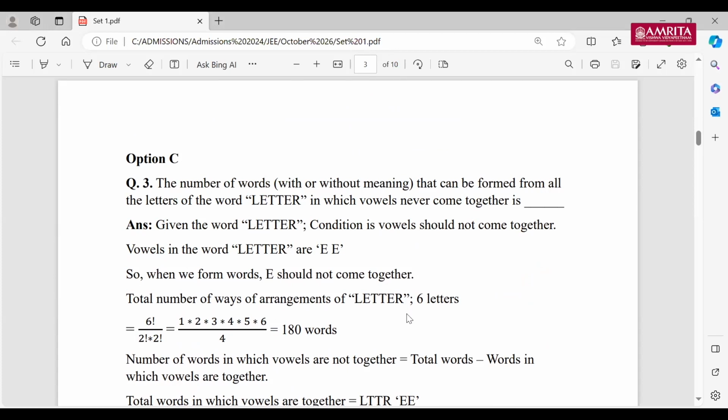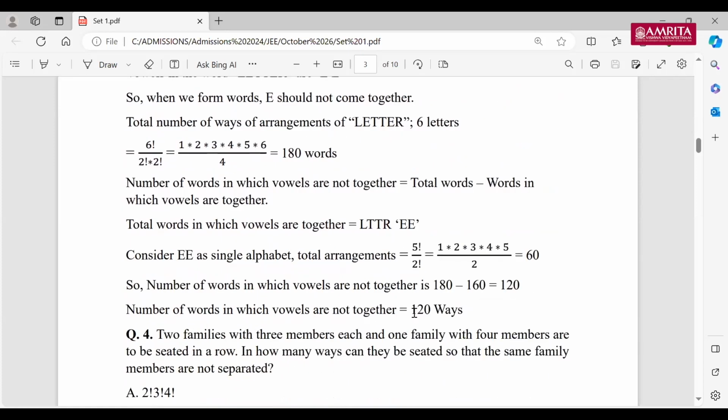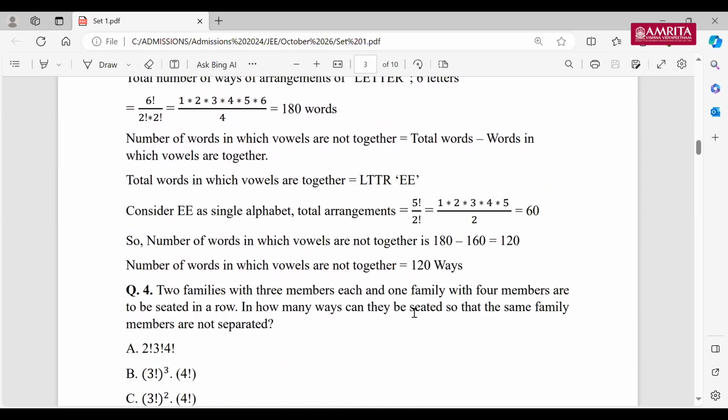So once you have the total arrangement, you can subtract those numbers in which the vowels are together, or even you can find out directly. This is the very simplest method. So if you subtract the words in which the vowels are together from the total ones, you'll get the count or whatever is required. So I hope this question is clear.